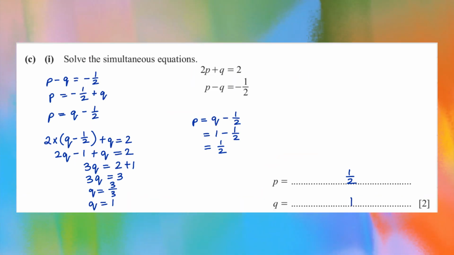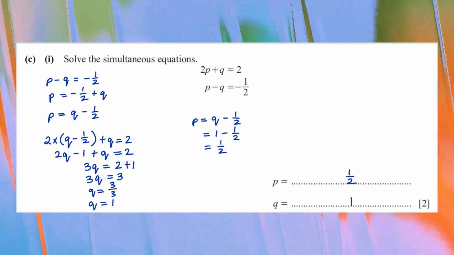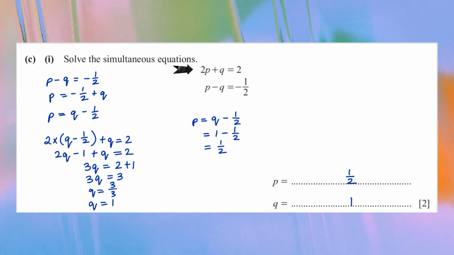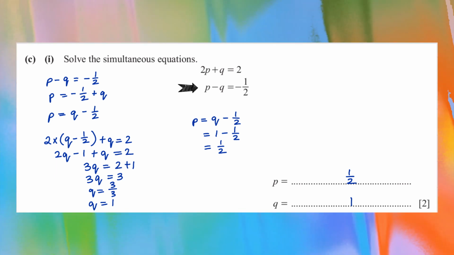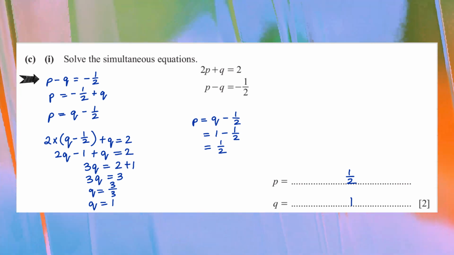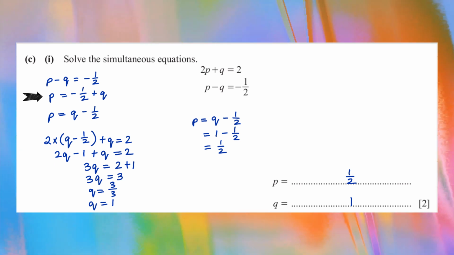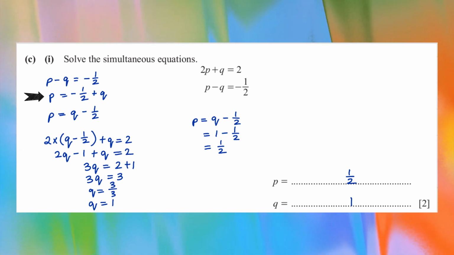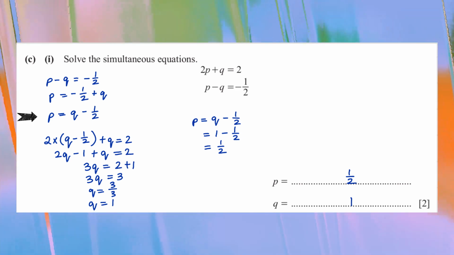Now to solve part 1 of part C. It says to solve the simultaneous equations. The first equation is 2p plus q equals 2. The second equation is p minus q equals minus 1 over 2. We will start by rearranging the second equation to make p the subject. To do this, add q to both sides so that p equals minus 1 over 2 plus q. This can also be written as p equals q minus 1 over 2.